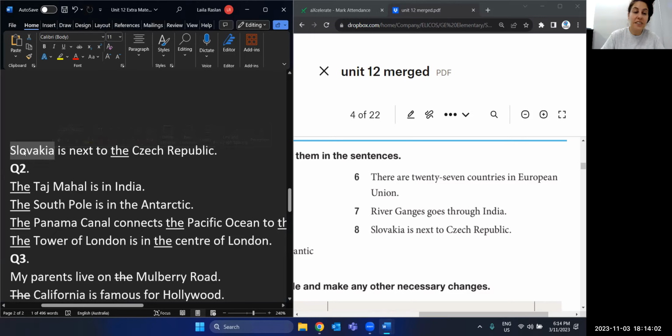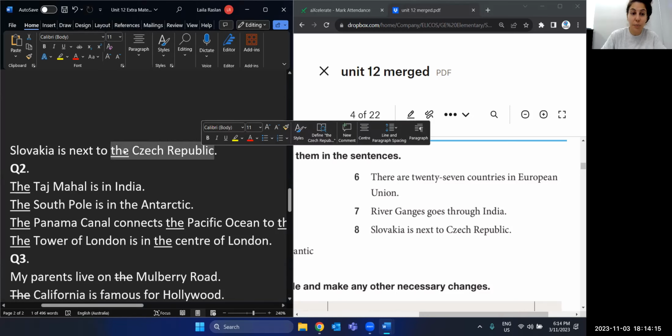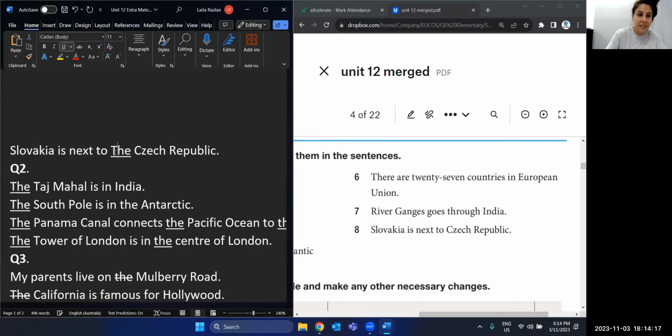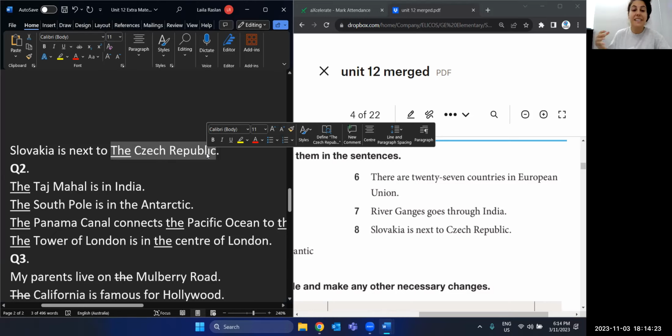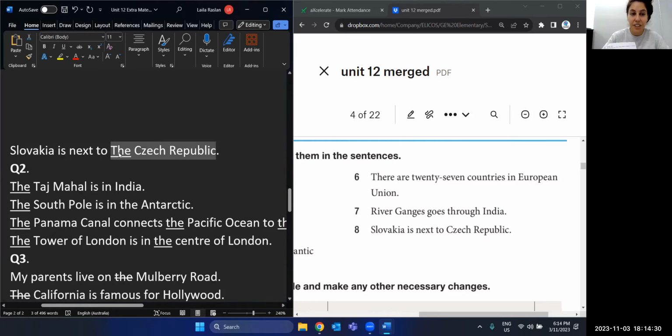No, because it's a country that doesn't have states, union, or republic in its name. So you don't need it, it's like saying Australia. Australia is next to, but because this country has the word republic in it, it should actually be a capital because that's a part of its title. Because it's a country that has the word union, states, republic, you need the.